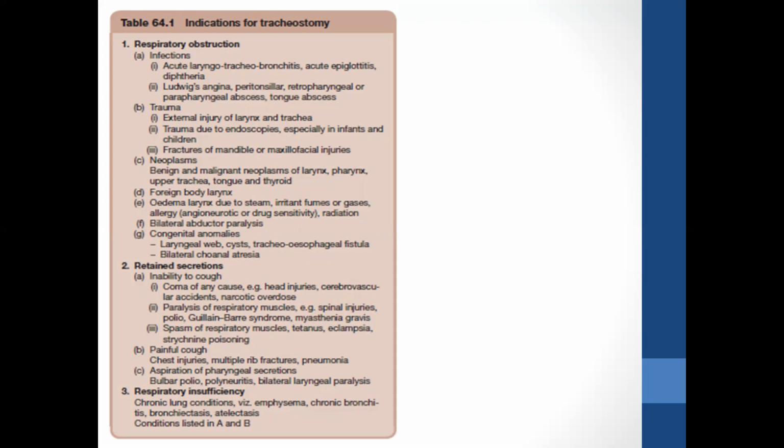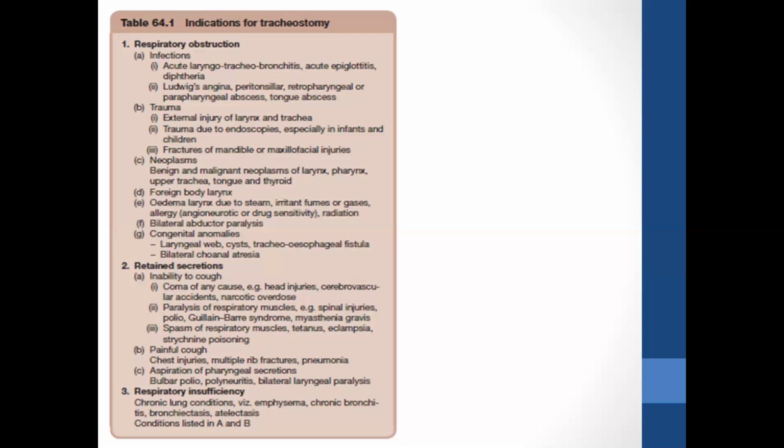B. Trauma. Trauma can be due to external injury of larynx and trachea or trauma due to endoscopies, especially in infants and children. 3. Fractures of mandible or maxillofacial injuries. Then neoplasms, such as benign and malignant neoplasm of larynx, pharynx, upper trachea, tongue, and thyroid. Foreign body, such as in the larynx, edema of larynx due to steam, irritant fumes, or gases. F. Bilateral abductor paralysis. G. Congenital anomalies.